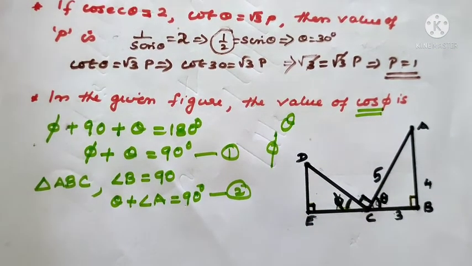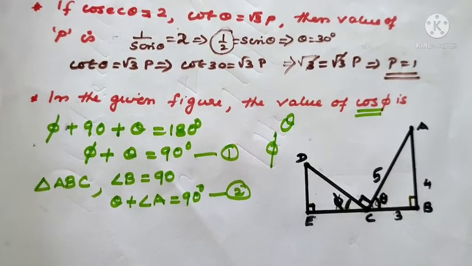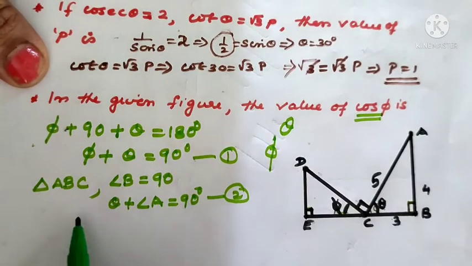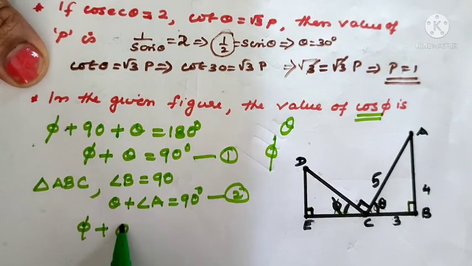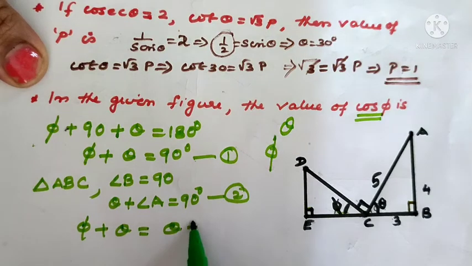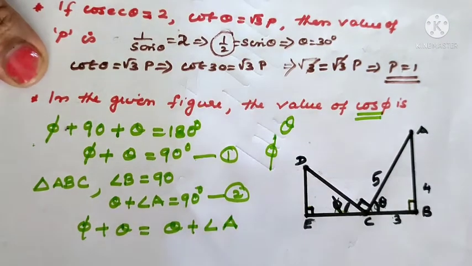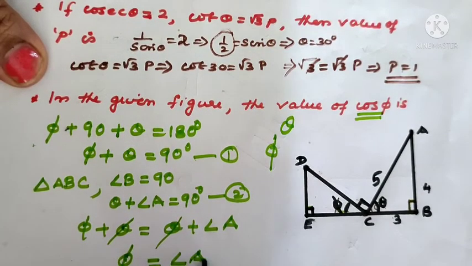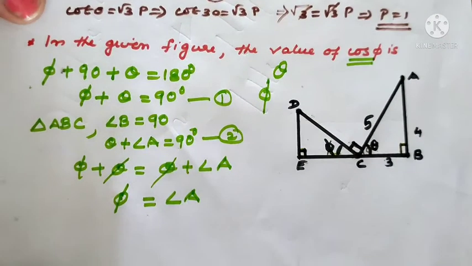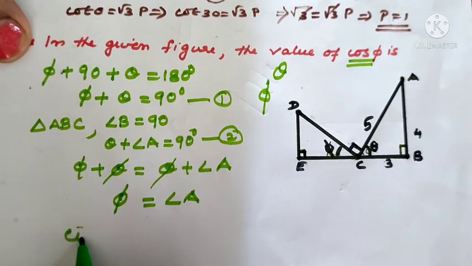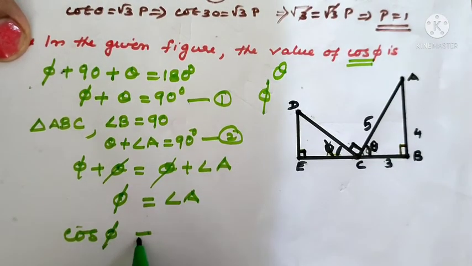After that, what should we do? Both are equal to 90 degrees, which means we can equate them to each other. So that means phi plus theta equals theta plus angle A equals 90 degrees. Theta is common, so we can cancel. What is the remaining part? Phi equals angle A. So cos phi is asked in the question, right? Cos phi is asked in the question, which means we have to calculate cos A.